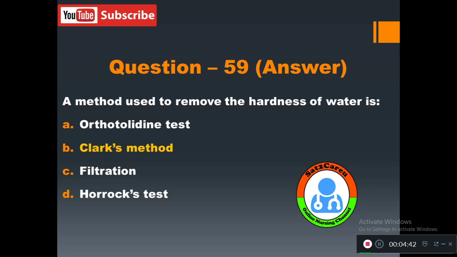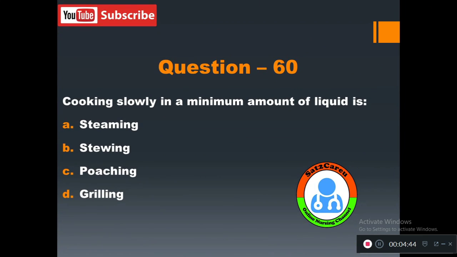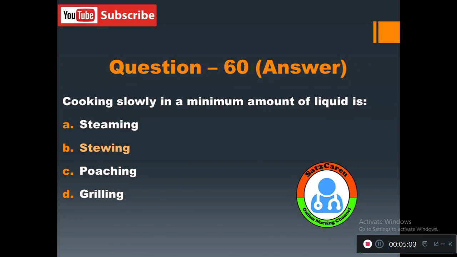Question number 60. Cooking slowly in a minimum amount of liquid is option A, steaming, B, stewing, C, poaching, and D, grilling. Cooking slowly in minimum amount of liquid is called as option B, stewing.